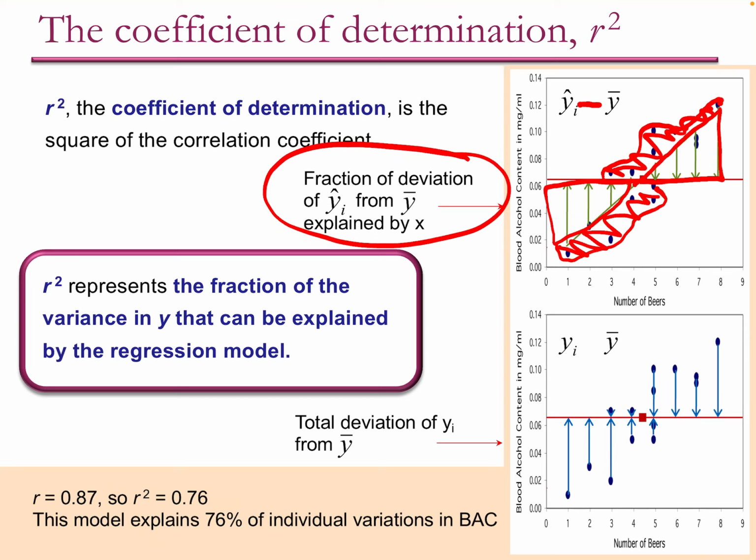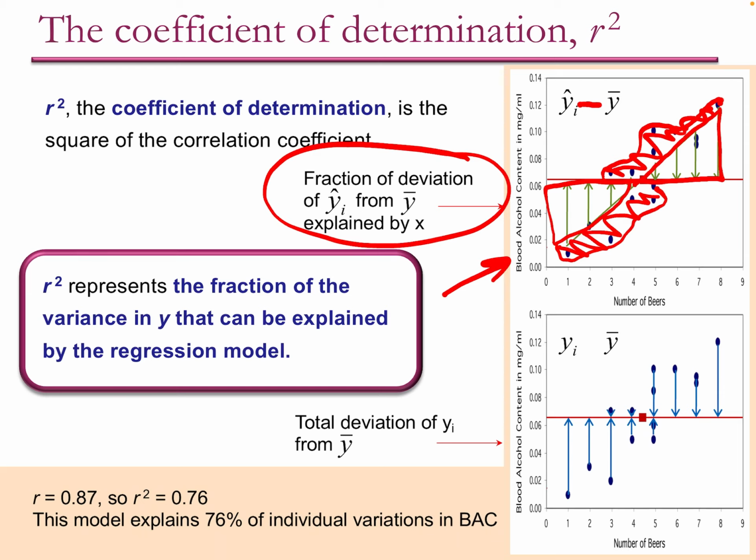So here we have an R of 0.87, a correlation of 0.87. You square that, R squared equals 0.76. That means that this particular regression model explains 76% of variation in blood alcohol content. If you know how many beers somebody's consumed, that variable alone explains 76% of variation in blood alcohol content. That's what this means. That's what R squared tells us.